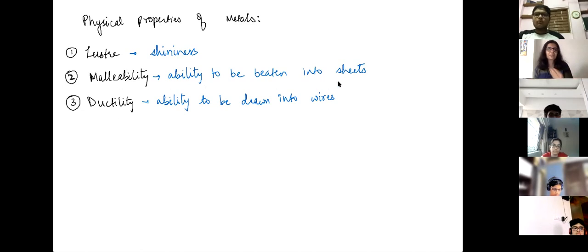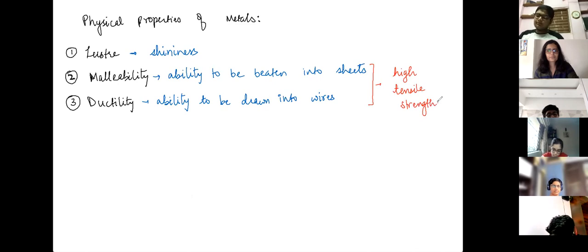It's not just the shape of being thin sheets and wires. That's kind of it. And both of these are because metals have something called high tensile strength. So just make a note of it.